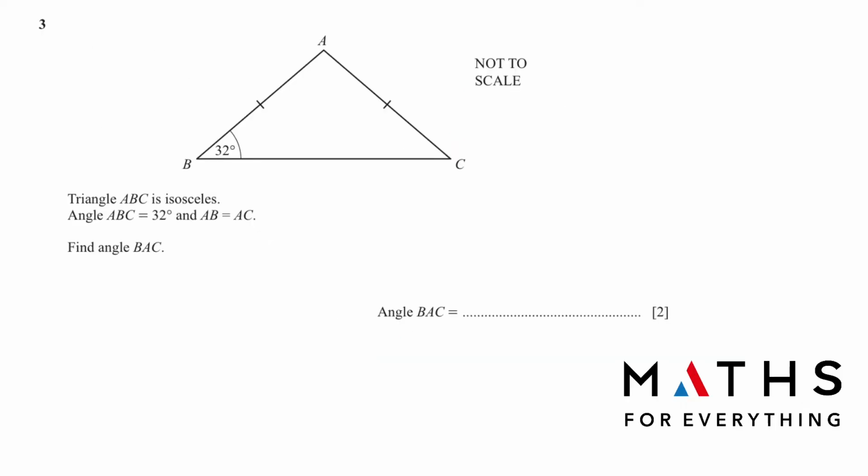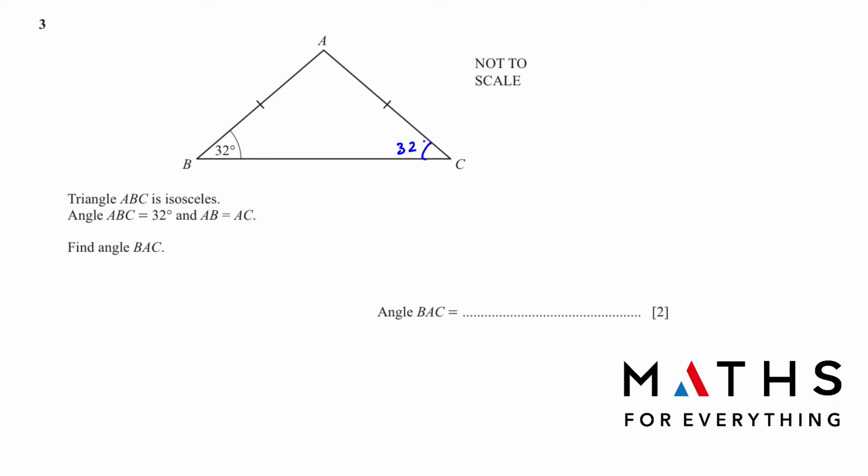Question number 3. Triangle ABC is an isosceles triangle. Isosceles triangle means two sides are equal. This line tells us that AB and AC are equal. Therefore, the opposite angles will also be equal. We need to find angle BAC.